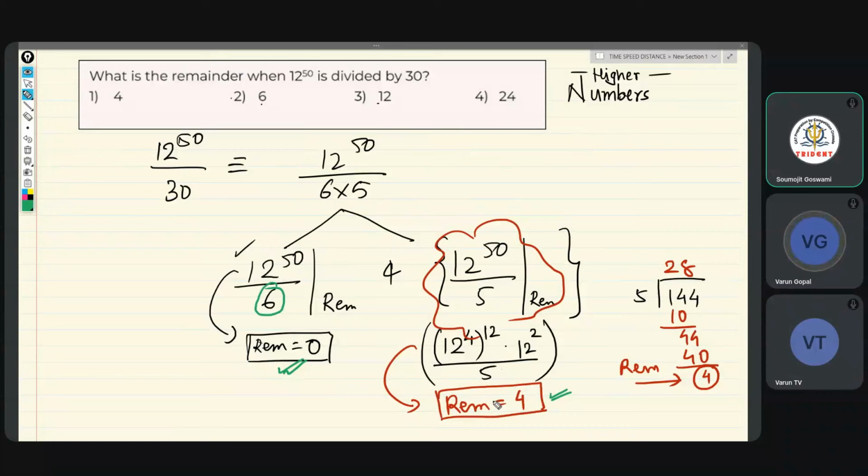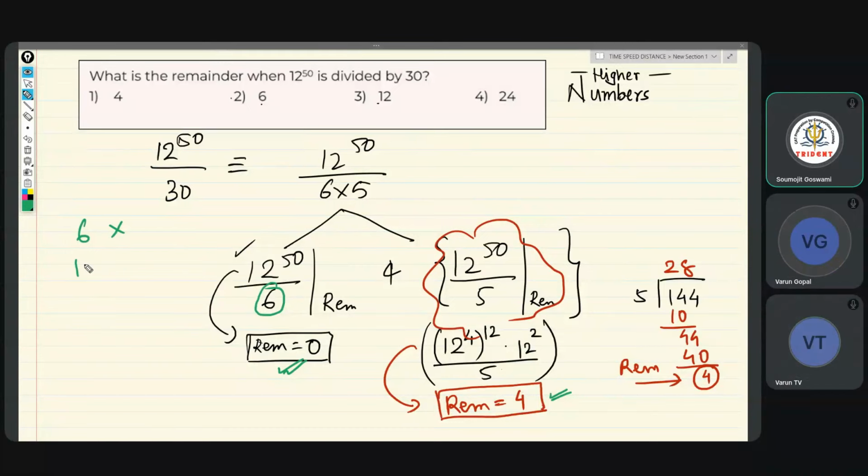Let's understand this thing. Don't ask me questions right now; I'll explain it towards the end. We can start with 6. 6 divided by 6 leaves remainder 0, so that is okay. Basically, we are looking at a number which combines both 6 and 5. But 6 divided by 5, does it give a remainder of 4? No. So 6 doesn't work.